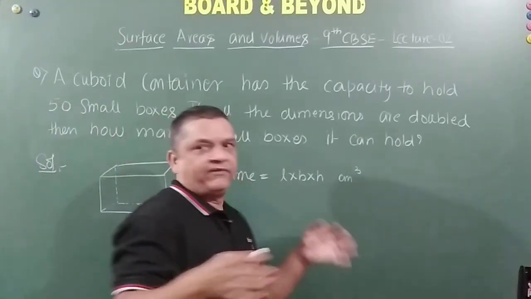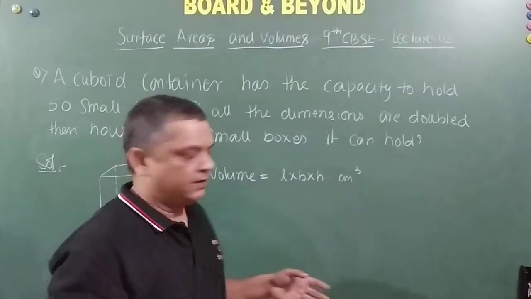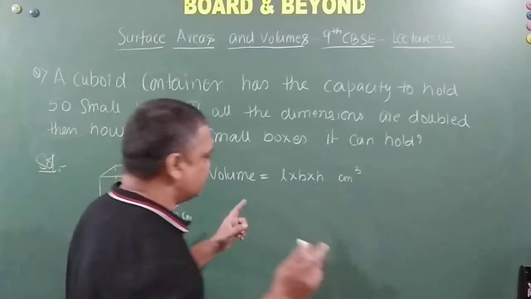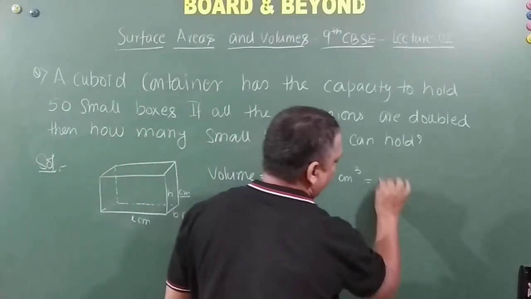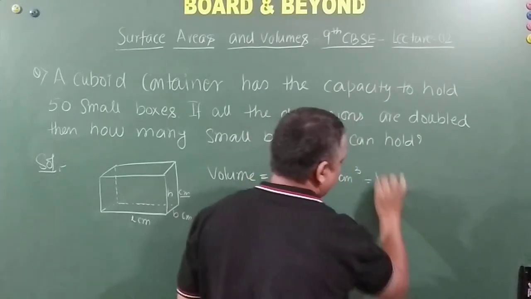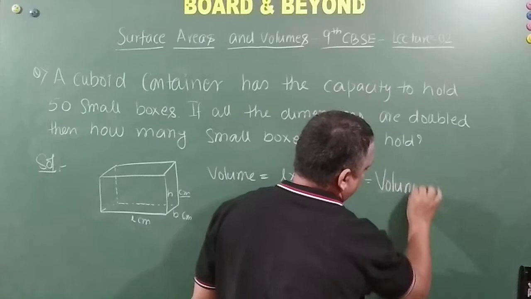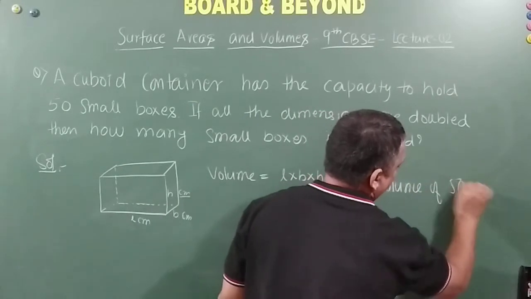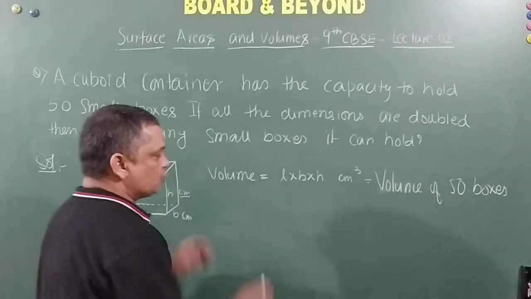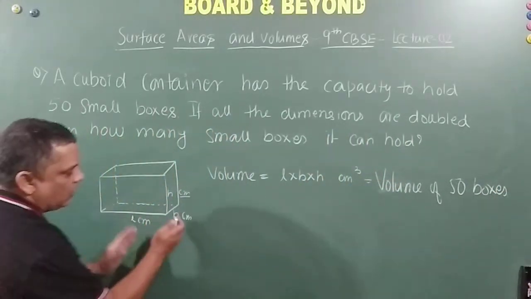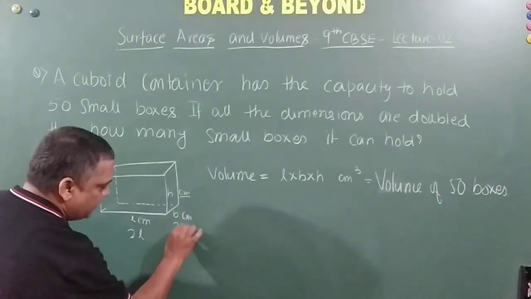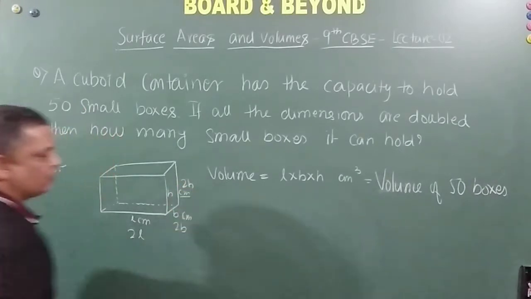Now it can hold 50 boxes as per the question given to us, right? Now, in other words, can we say that this is equal to the volume of 50 boxes, small boxes I am talking about? You are getting my point? Right. So what is happening is that I am doubling all the sides here. So this becomes 2L and this becomes 2B and this becomes 2H. Do you all agree with me?